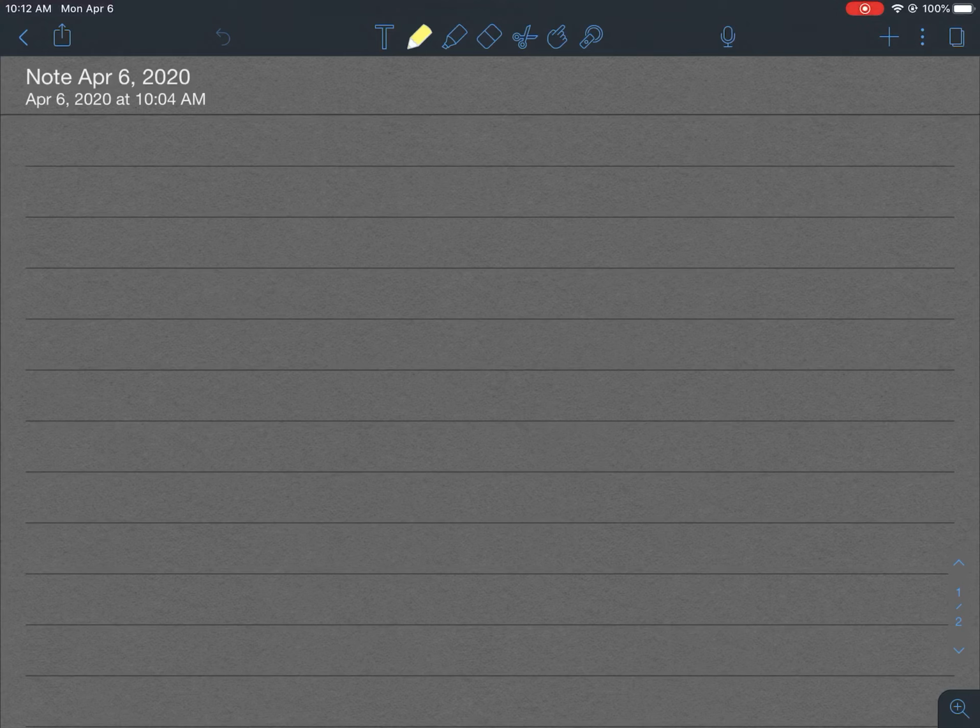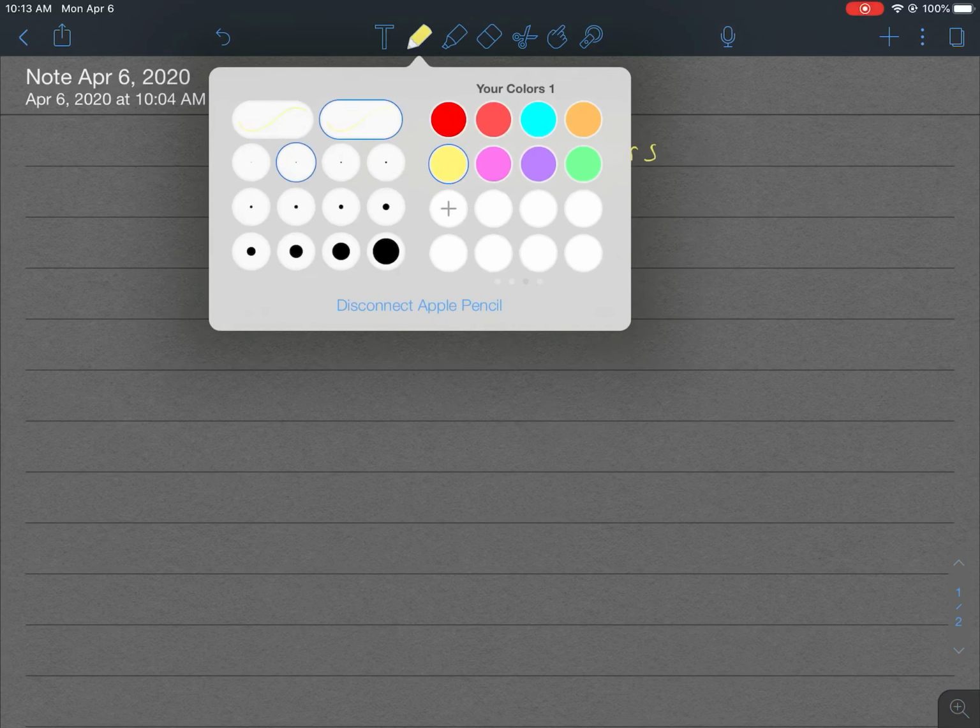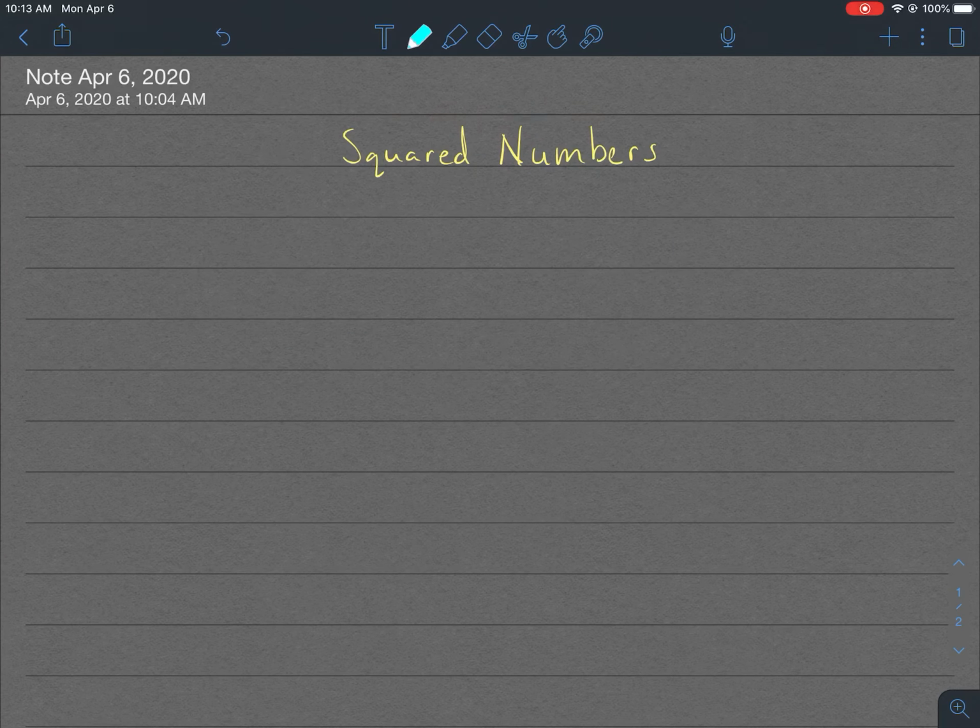So first, let's start with square numbers. Squared numbers are things like 1 times 1, 2 times 2, 3 times 3, and so on and so forth. And that's what we're going to figure out what all these equal today, which shouldn't be too terribly hard.